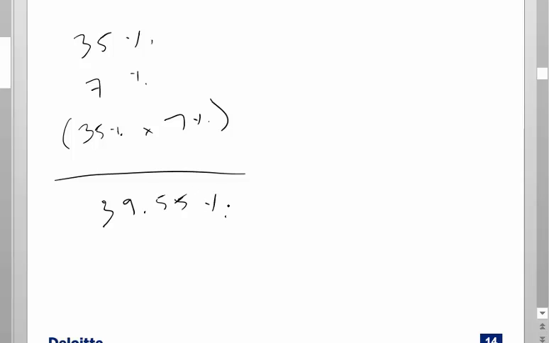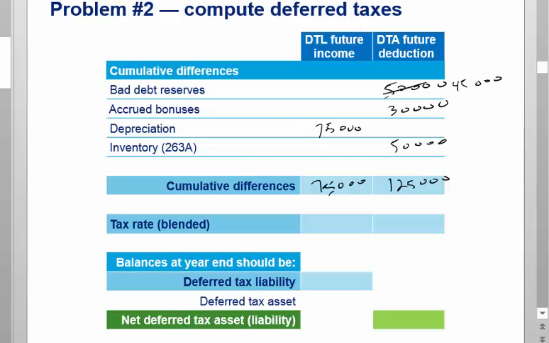39.55. Okay. So my blended rate is 39.55 because the next dollar of income is subject to a tax rate of 39.55 when I blend all of my statutory rates. So if I put in 39.55 and calculate those, I get a DTL of 29,663 and a DTA of 49,438 and a net DTA of 19,775. Okay. So Sonia, what is my journal entry for my 19,775?